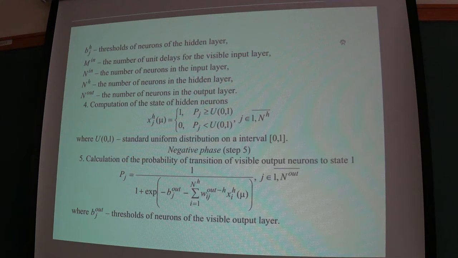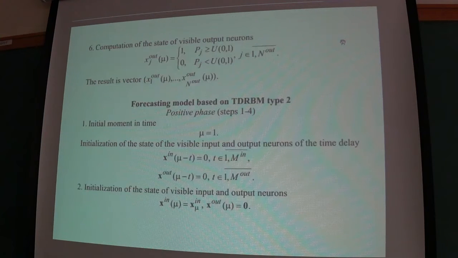Negative phase. Calculation of the probability of transition of visible output neurons to state 1, where thresholds are those of the neurons of the visible output layer. Computation of the state of visible output neurons. The result is a vector.